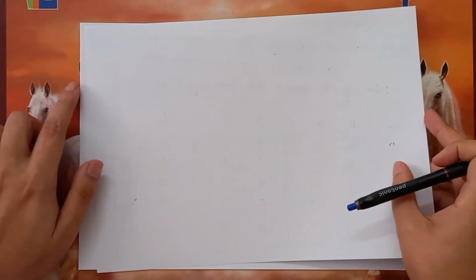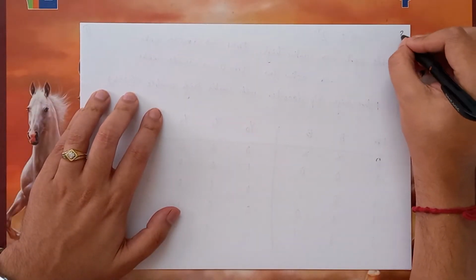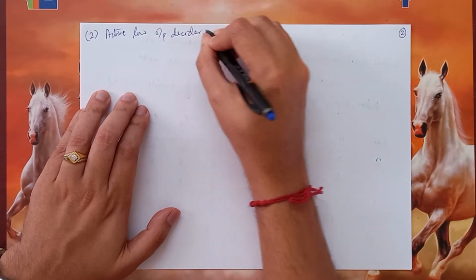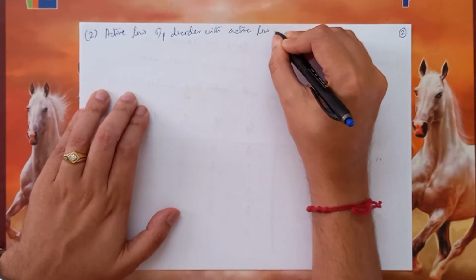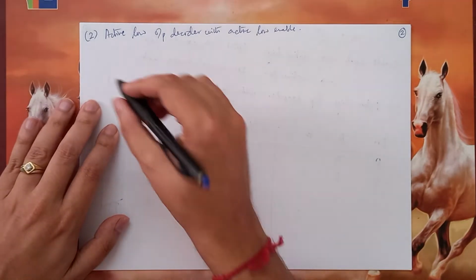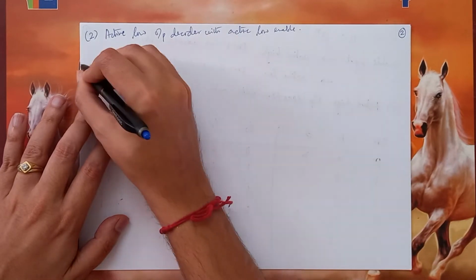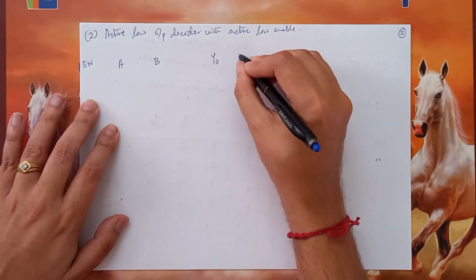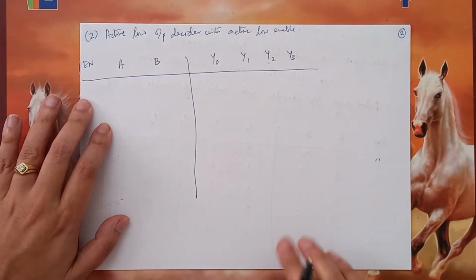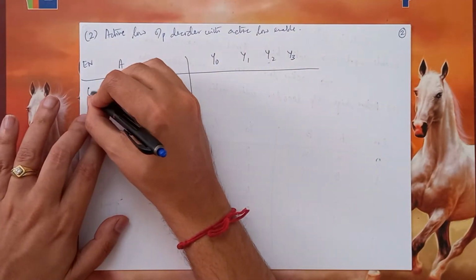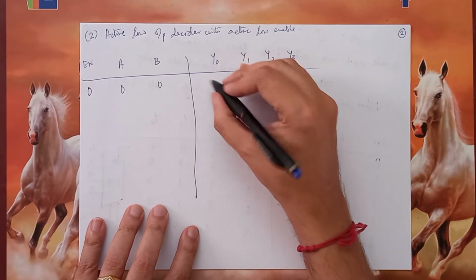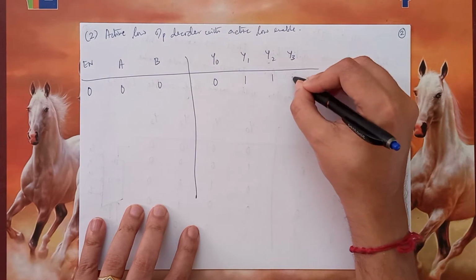Let us take one more example for a clearer understanding. Let us take an active low output decoder with active low enable. This is just the converse of what we discussed. Again, let us take a 2:4 decoder: 2 select inputs A and B, 4 outputs Y0, Y1, Y2 and Y3, and an enable input. Now, if we want to activate the decoder, the enable is active low, so this must be given 0. If A and B are 0, 0, then Y0 is activated. That means it will be 0 because it is an active low output, and the rest will be 1.